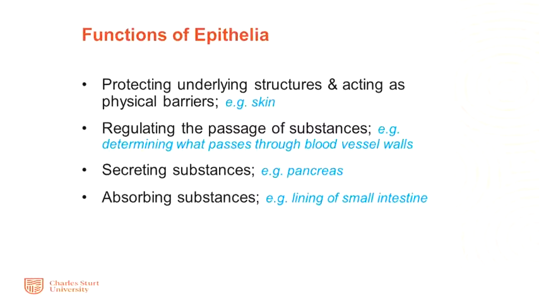Epithelia is also involved in secreting substances. So, for example, the pancreas, and the pancreas will secrete insulin and other hormones and also digestive enzymes. And epithelia is also involved in absorbing substances. So, for example, the lining of the small intestine has epithelial cells with finger-like projections which assist in absorbing nutrients from the digestive tract. So they're the functions, important to remember those.